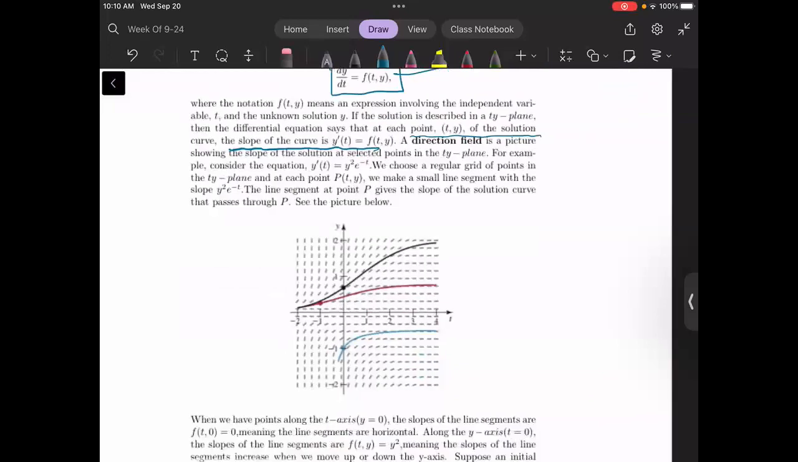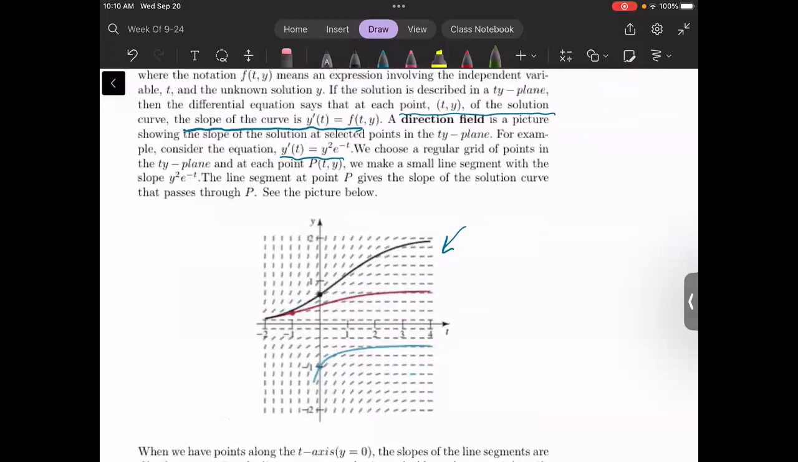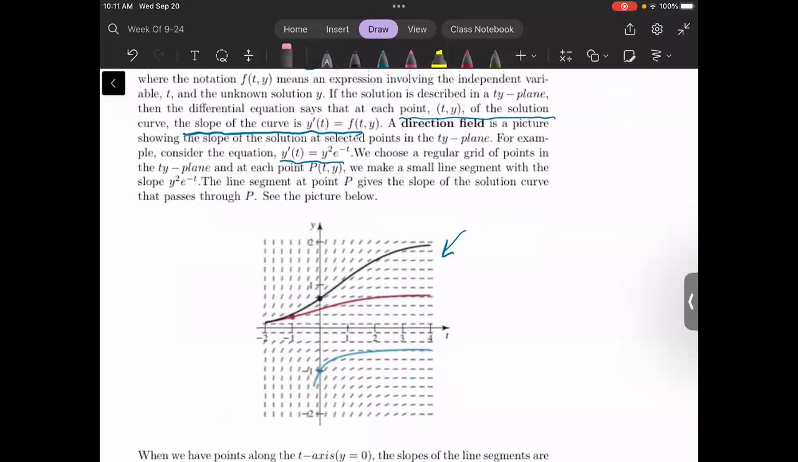So we have an example right here. This is what a direction field looks like. For every point on this grid, we draw a dashed line to indicate what the slope of the tangent line will be at the indicated point, thereby giving us an idea of what a solution curve would look like. Here's one possible solution curve in black, another in red, and another in blue.